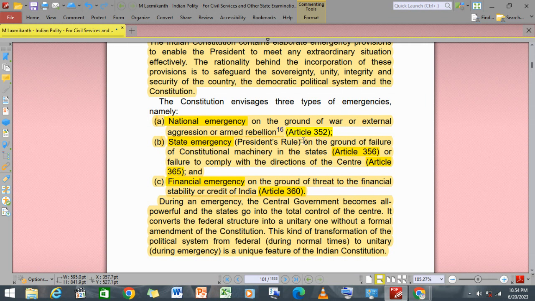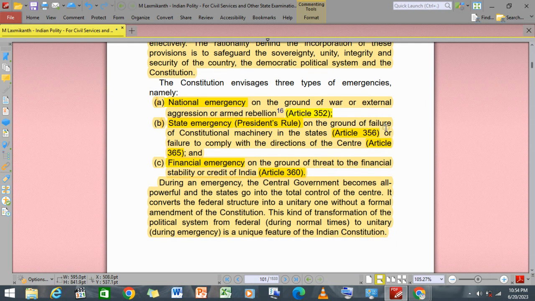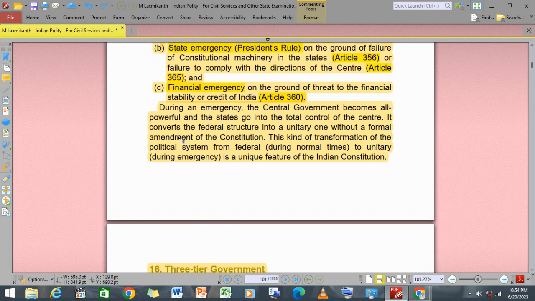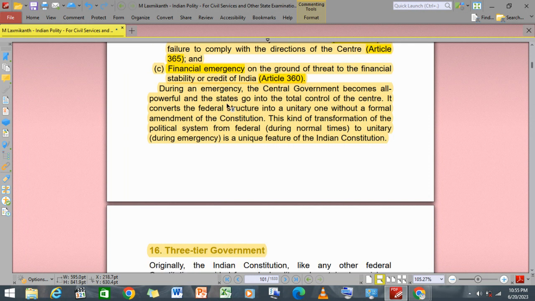The state emergency is also known as the presidential rule. All right, and this is on the ground of failure of constitutional machinery in the state, that is in Article 356, or failure to comply with the direction of the Centre, Article 365. Then we have the financial emergency on the ground of threat to the financial stability or credibility of India.